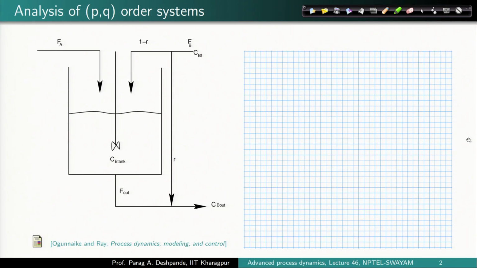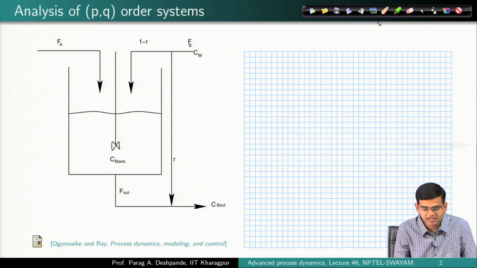But before we understand the meaning of a PQ order system and the associated dynamics, let us consider one specific example from a physical system. This is a system where you have a mixing tank and two streams coming into the tank, mixing takes place, and then you have one stream going out of the tank. Let us look at the system and the various assumptions which we can make about it.